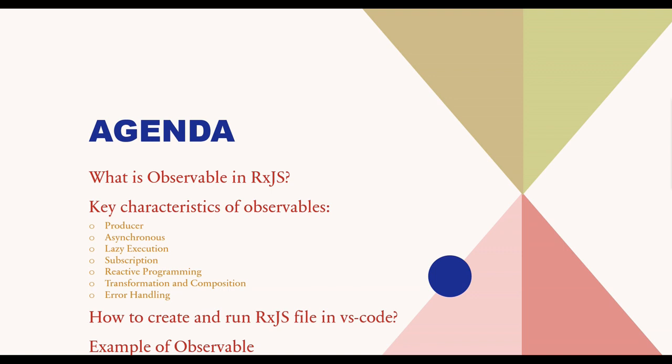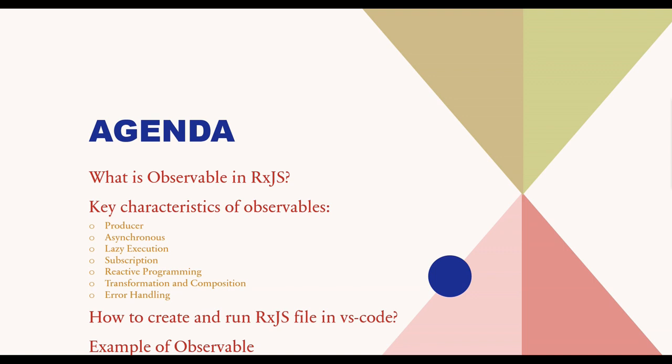What is emit? In the context of RxJS, emit refers to the action of producing or sending a value, error, or completion signal from an observable. So when an observable emits a value, it means that it generates or pushes the value to its subscriber, and the subscriber in turn can react to emitted values by executing the appropriate callback function. This is called emit.